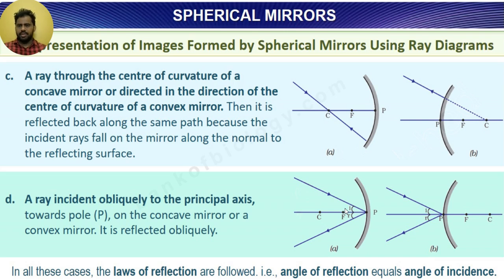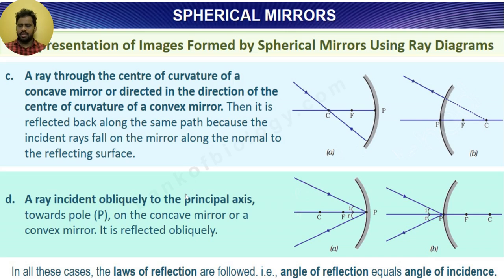Next we see a ray through the center of curvature of a concave mirror or directed in the direction of the center of curvature of a convex mirror. What is happening? Then it is reflected back along the same path because the incident rays fall on the mirror along the normal to the reflecting surface. It is passing through the center of curvature, hitting the mirror and going back along the same line. Same thing is happening in the convex mirror.